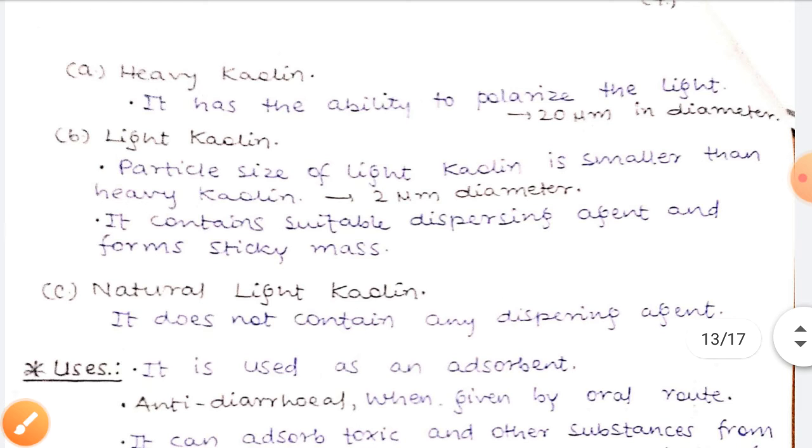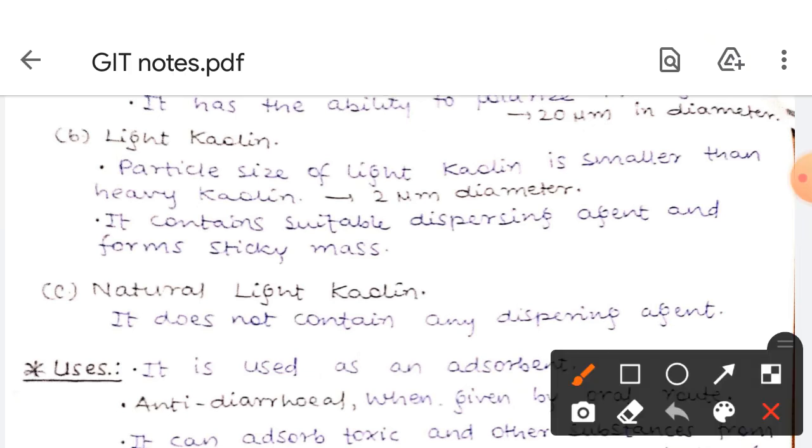Now the heavy kaolin has particles about 20 micrometer in diameter. Light kaolin has a particle size smaller than the heavy kaolin. As we all know, the light kaolin has a smaller particle size than the heavy kaolin. It contains a suitable dispersing agent and forms a sticky mass. Natural light kaolin does not contain any dispersing agent.